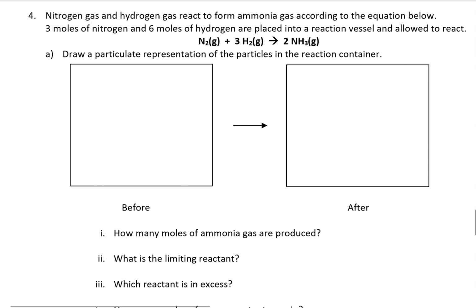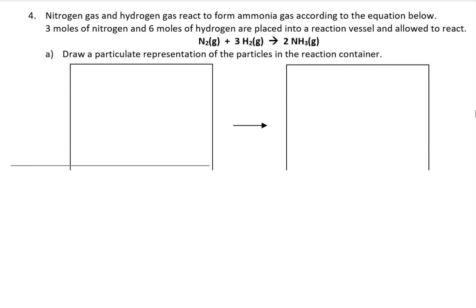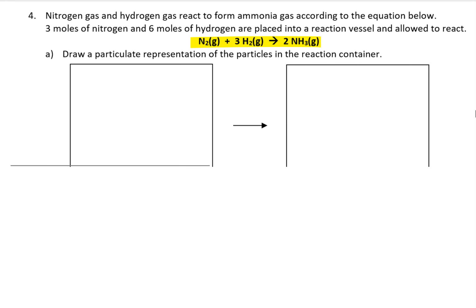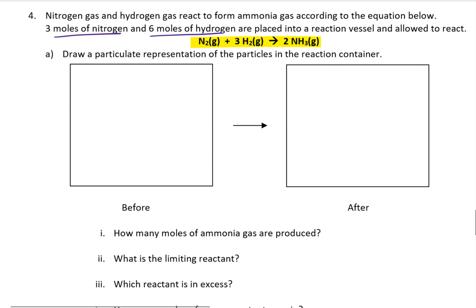In this reaction, we have nitrogen reacting with hydrogen to produce ammonia. Here's your balanced equation, which really tells you the ratio or the proportions in which these reactants are combining to produce our product. We're taking 3 moles of nitrogen and 6 moles of hydrogen and putting them into a container.